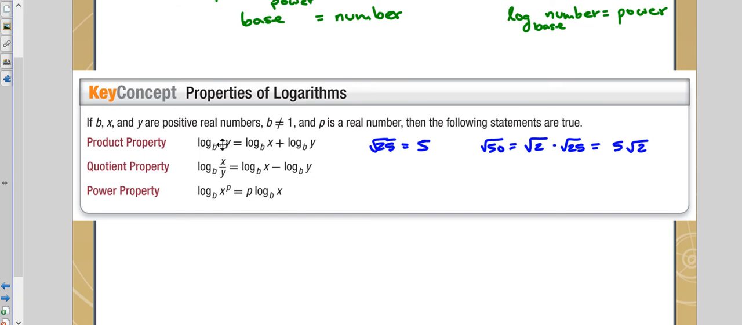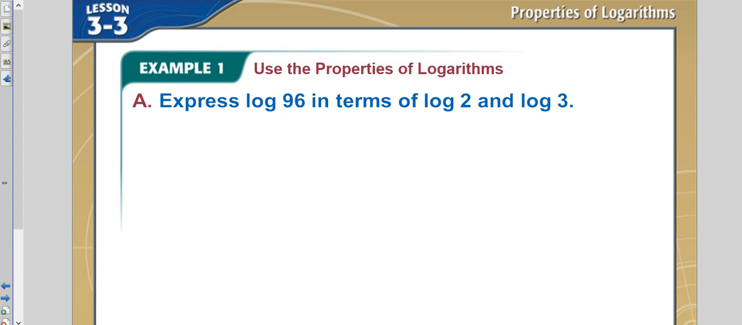Well, it's the same concept of the log. If you're given a big number, you could break it down into 2 different factors of that number and just break them apart. So instead of just looking at the symbols here, let's look at an actual example. Here it says express log 96 in terms of 2 and 3. Now 96 you could rewrite as factors. For example, 96, we could write it as 2 times 48. You could write it as 4 times 24. You could write it a lot of different ways. We're going to use the factors 2 and 3.